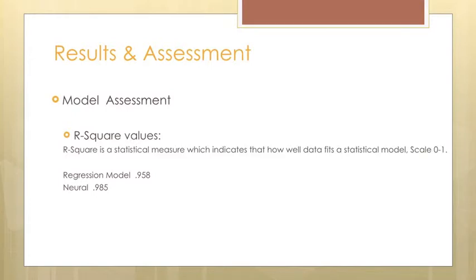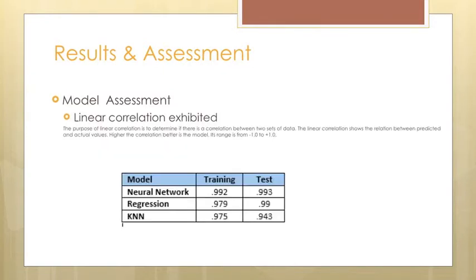So the model assessment, we would be using the R square values, and R square is basically a statistical measure which indicates how well the data fits in a statistical model, and it is done on the scale of 0 to 1. For the regression model, it is 0.958, and for the neural it is 0.985.